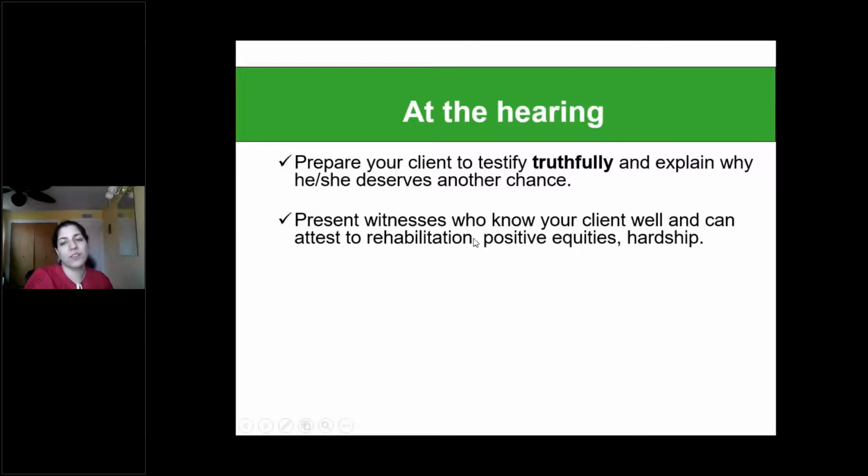And you want to present witnesses who know your client well. The worst thing that could happen is you have a witness appear in court who turns out to not know anything about your client's criminal record for which he's seeking a waiver. So definitely somebody who knows him well, understands his past mistakes, but also understands how he's able to repair himself in the future would be the best witness.